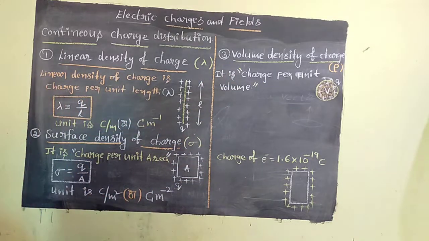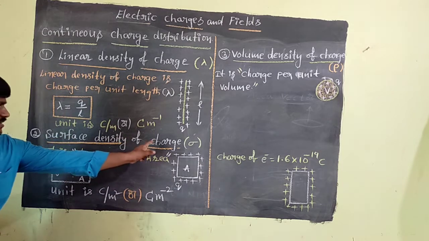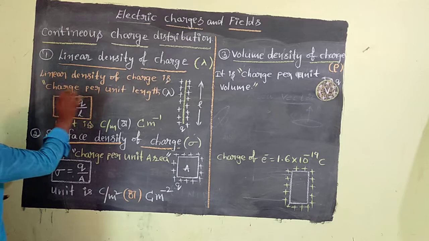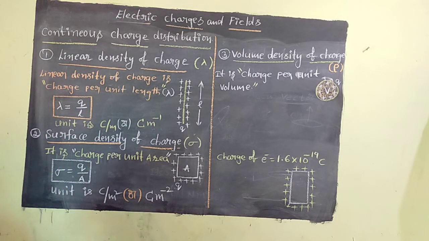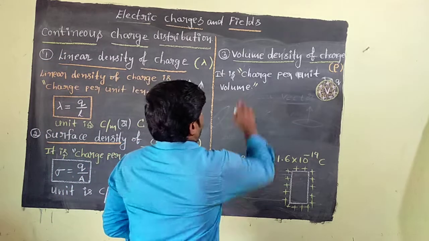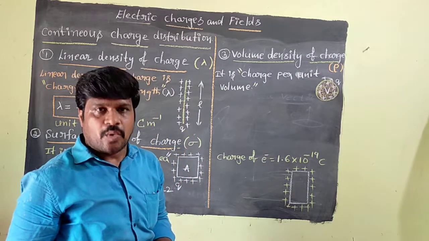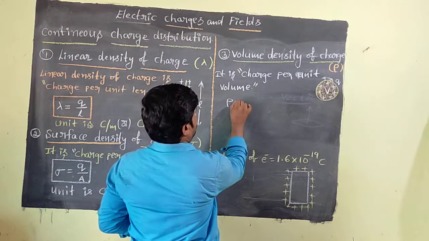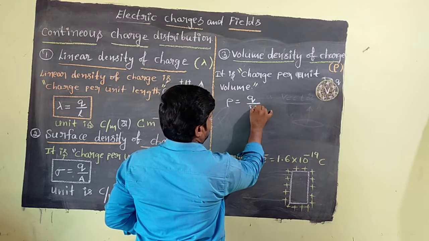Charge per unit area is surface density of charge, and charge per unit length is linear density of charge. Sir, volume density of charge is denoted by which letter? That is rho. Rho is equal to charge by volume. We can write rho equals charge by volume.